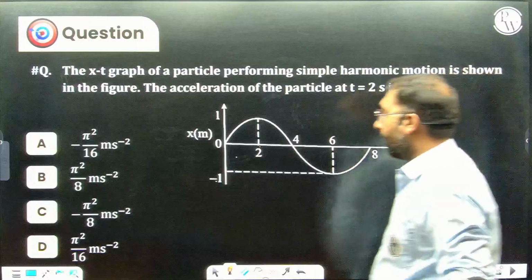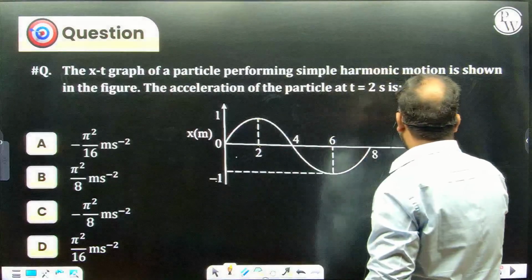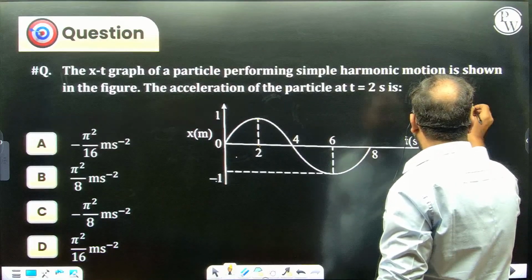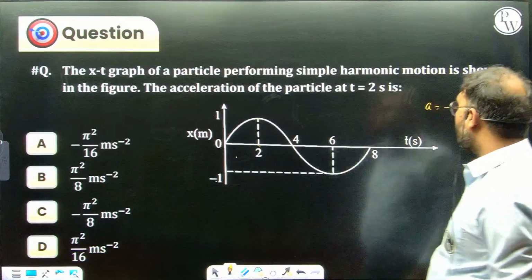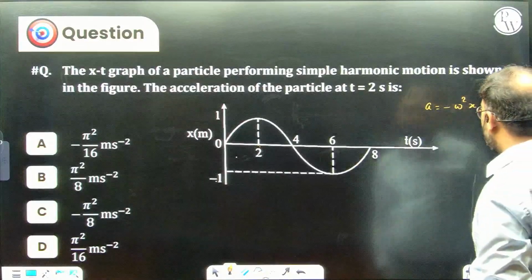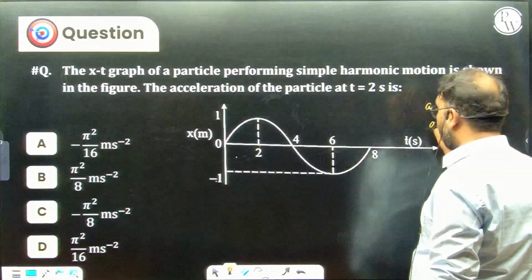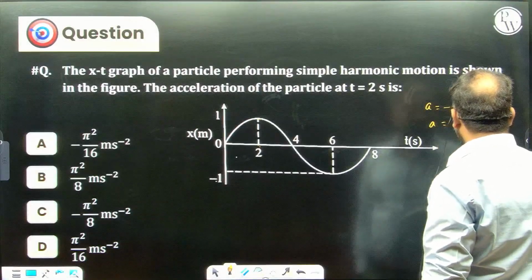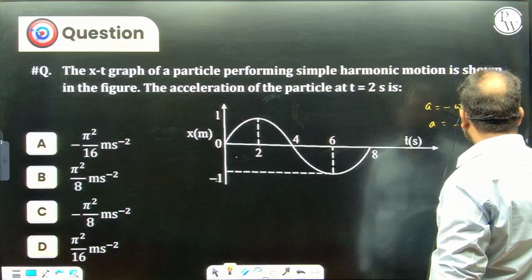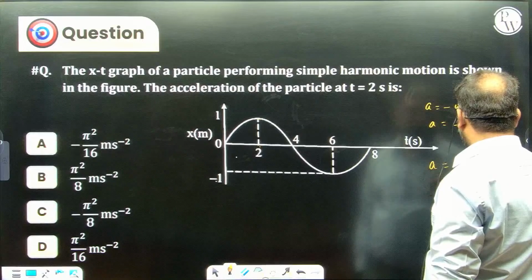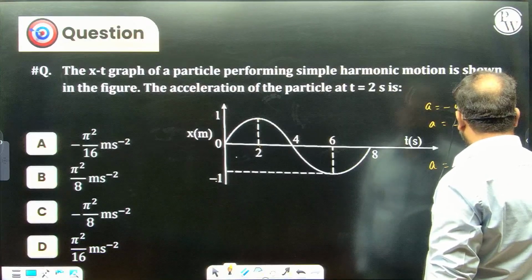We know that the acceleration of the particle performing SHM is a function of its position, and it is written as minus omega square x. Acceleration is minus omega, which is 2 pi by T, square, multiplied by x. So acceleration is minus (2 pi by T) square x.